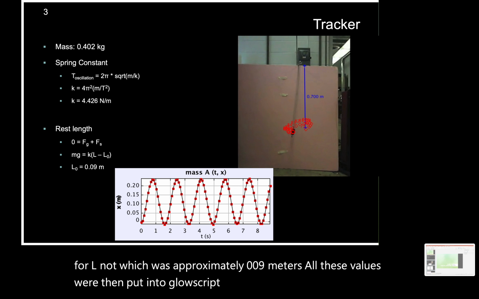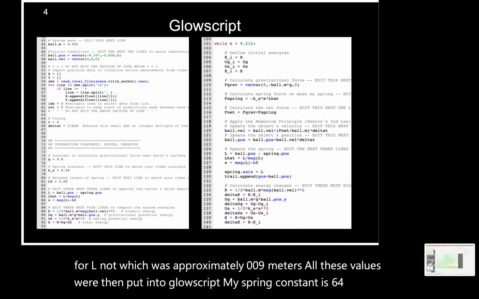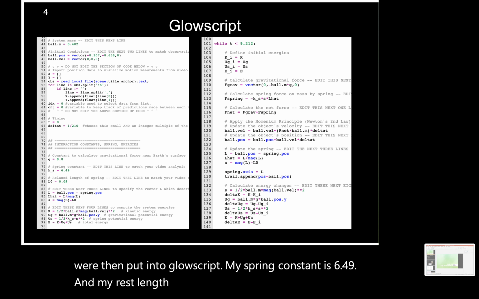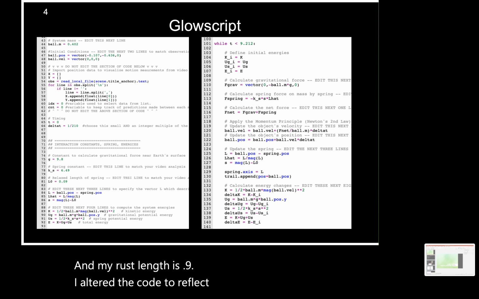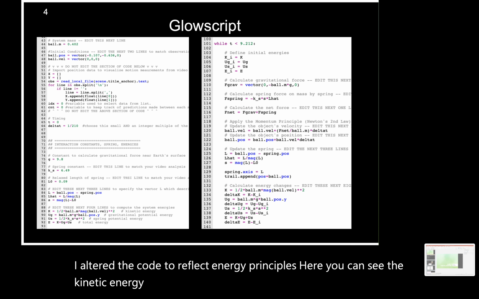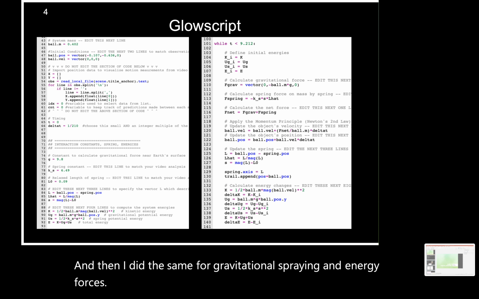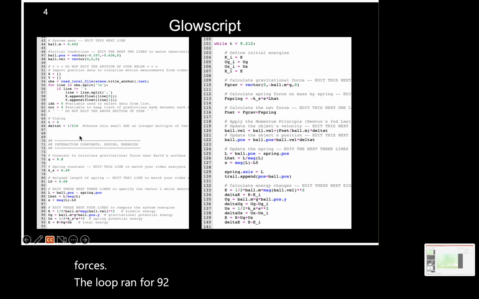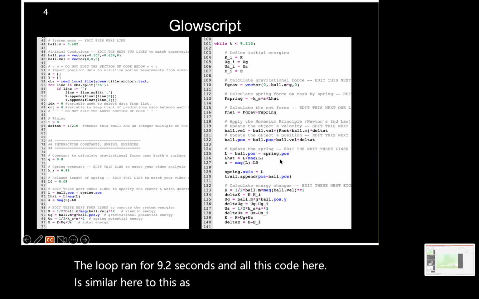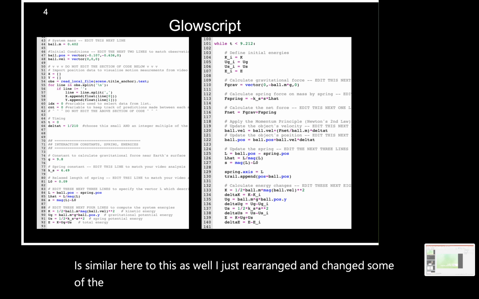My spring constant is 6.49, and my rest length is 0.09. I altered the code to reflect energy principles. Here you can see the kinetic energy is 1/2 times the mass times velocity squared. And then I did the same for gravitational, spring, and energy forces. The loop ran for 9.2 seconds, and all this code here is similar to this as well. I just rearranged and changed some of the initializations.